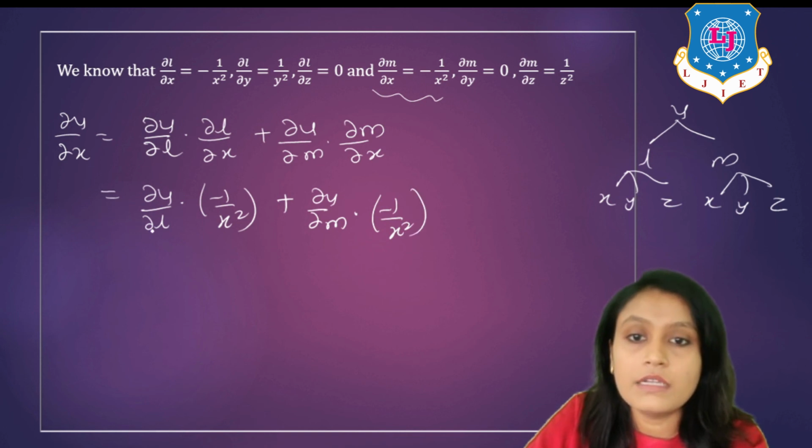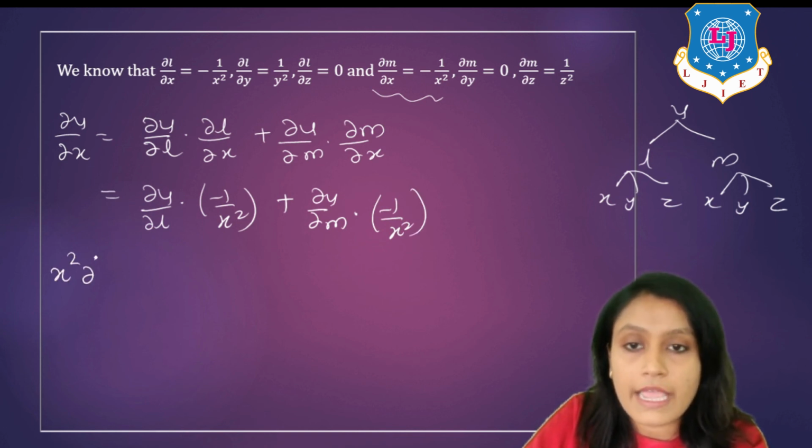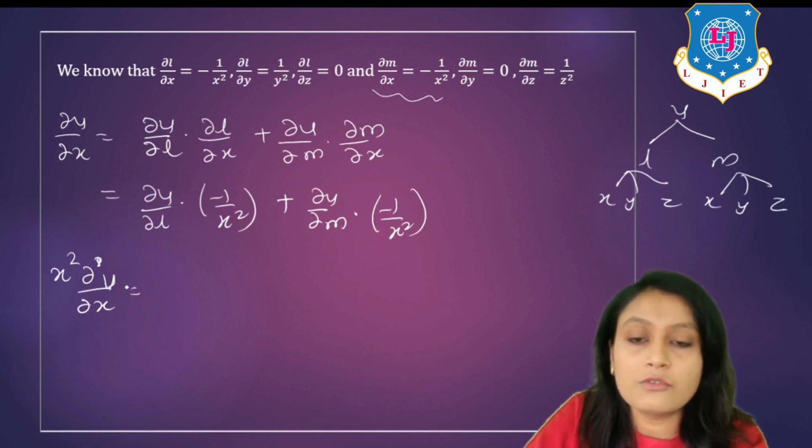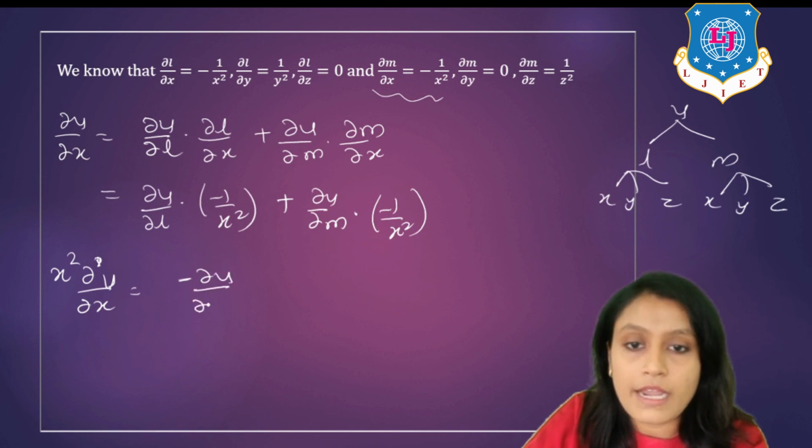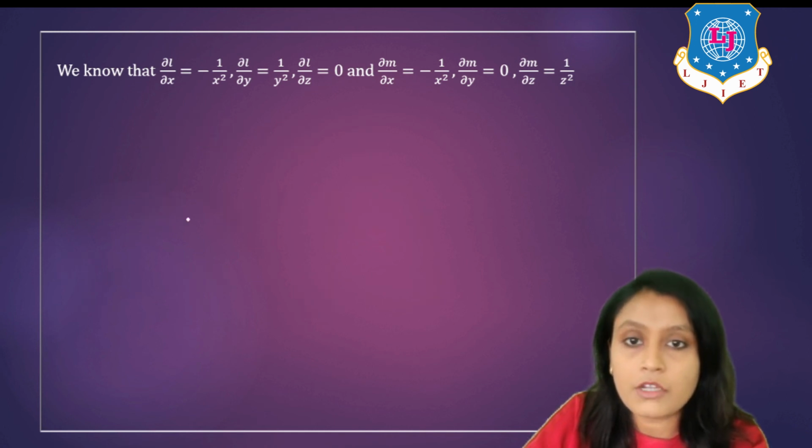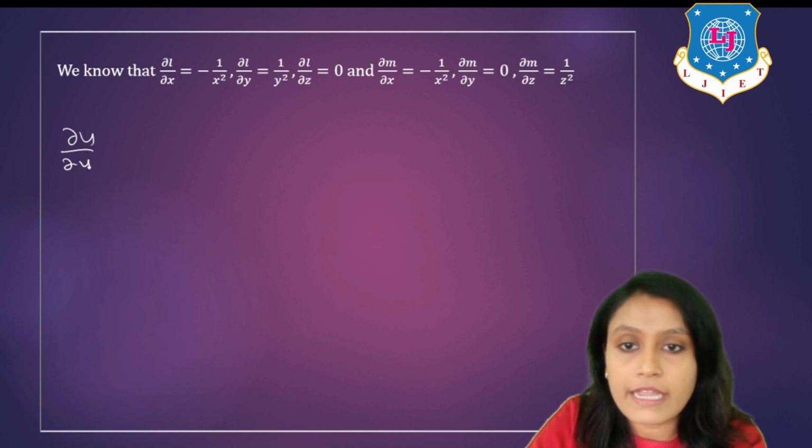Now what we want is this term, that is x² ∂u/∂x, right? Means we have to multiply by x², so just multiply it, so this x² will get cancelled. So what remains is −∂u/∂L − ∂u/∂M. Give it number 1.